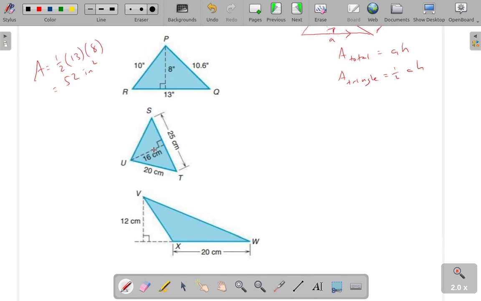In this next example, you can see my height is not measured vertically, it's this thing right here, which forces this one to be my base. So the area of this triangle is 1/2 times base, that's 25, times height, which is 16, that is 200. These are all in centimeters, so we get 200 square centimeters.